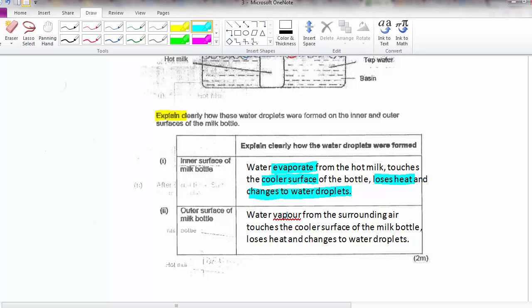Cooler surface, lose heat, then change to water droplets. Same thing for water vapor from the surrounding air. So I have water vapor, touch the cooler surface, lose heat, and then change to water droplets. So these four things must always be there when you're talking about condensation.